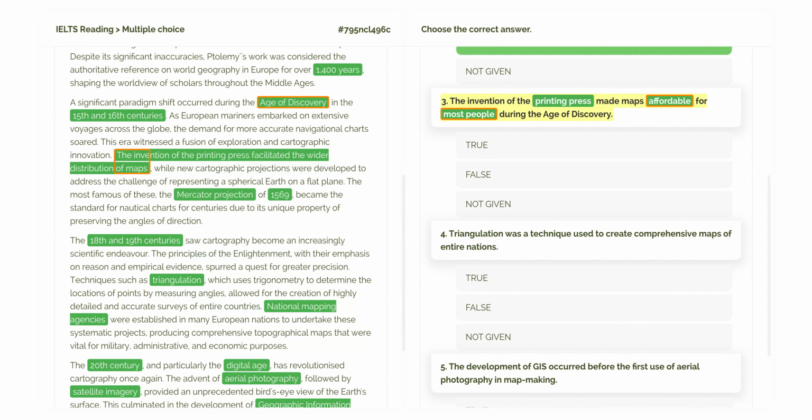The passage confirms the printing press helped distribute maps, but it doesn't mention anything about their price or affordability for the general public. Therefore, the answer is not given. C.